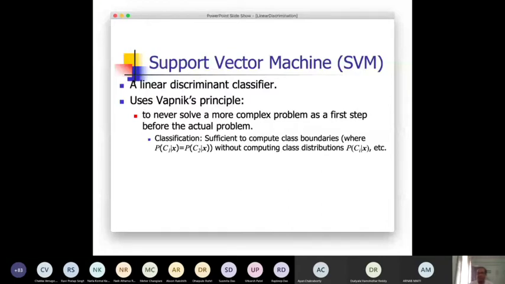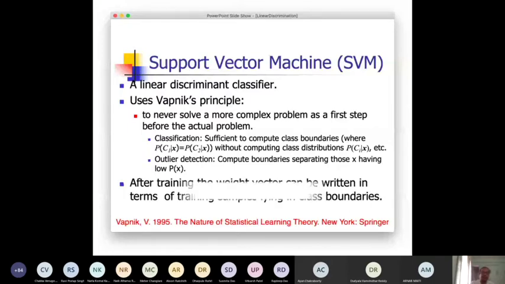That is an aspect where we may not require to compute the whole distribution, which means we are trying to compute some sort of outliers, the boundary separating those x having low probability p(x). Outlier in the sense that you may consider some of those samples which are rarely occurring, so you may leave them. So these are the two things which one should consider here.